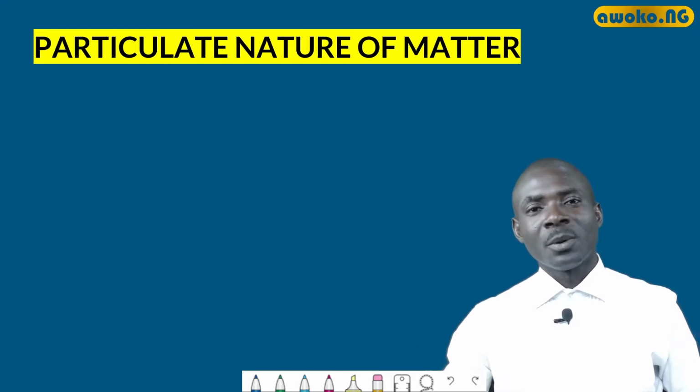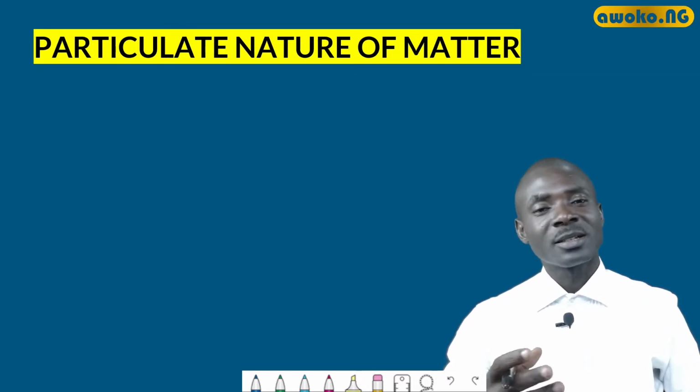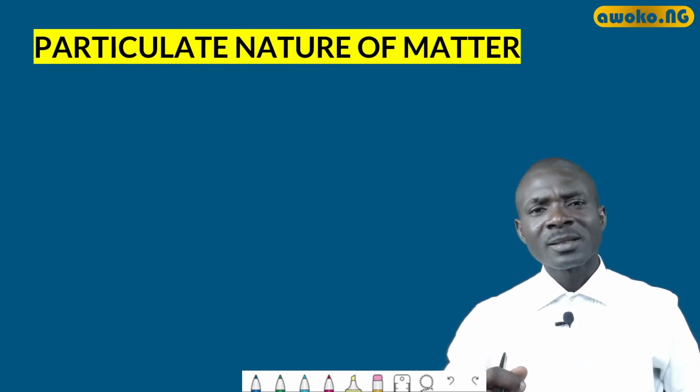Hello, welcome to today's class where we are going to be looking at the particulate nature of matter. In our last class where we talked about matter, we were able to discuss and come to the conclusion that matter is anything that has mass and occupies space. We also discussed that matter has three distinct states called solid, liquid, and gaseous state.